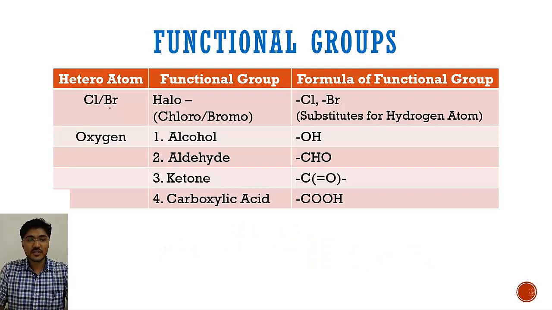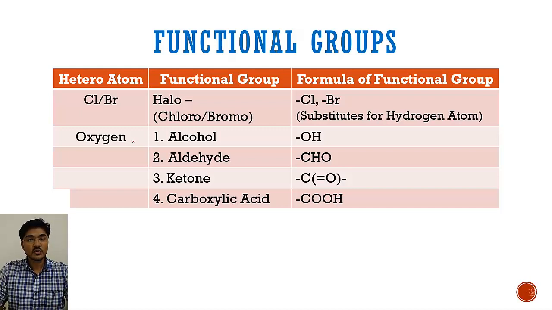As we have already seen chlorine and bromine, their functional group is called halo, that is chloro, bromo, iodo, etc. And the formula of the functional group is -Cl, which represents a single bond, and -Br, which also represents a single bond, and they substitute a hydrogen atom in a carbon compound.